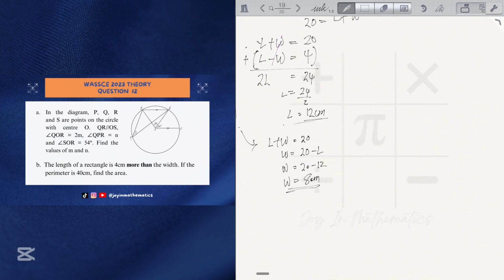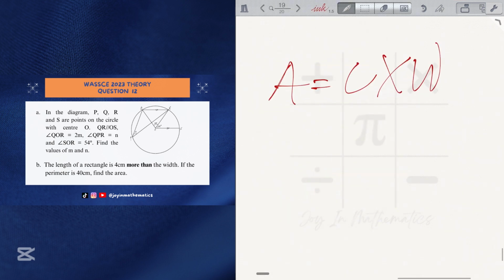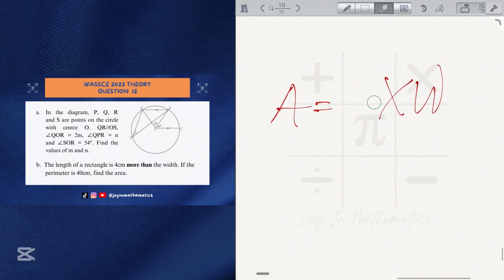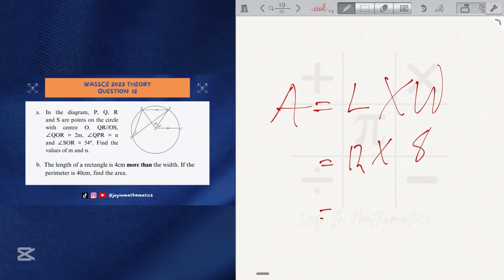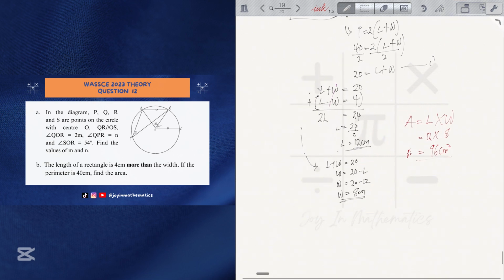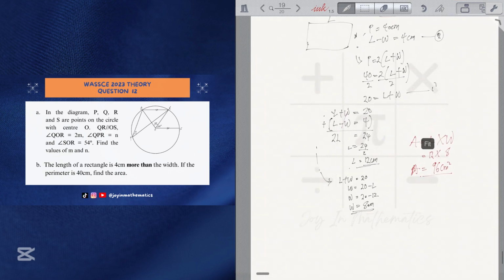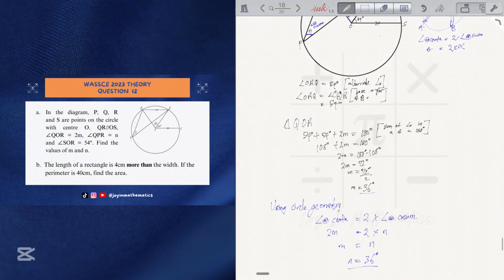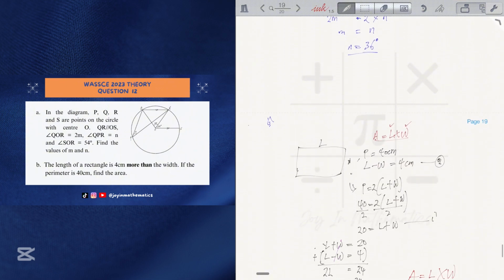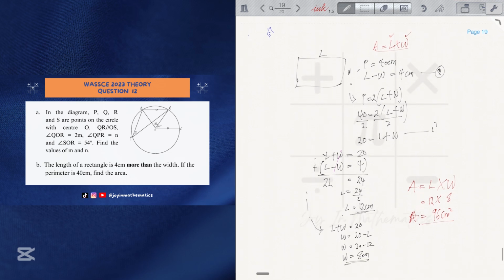We are looking for area. So let us evaluate the area now, which is length times width. So the length is 12, the width is 8. Multiplying these two together, we will have 96 centimeters squared to be the area. So we have solved question B as well as question A. Let's proceed to the final question, which is question 13.